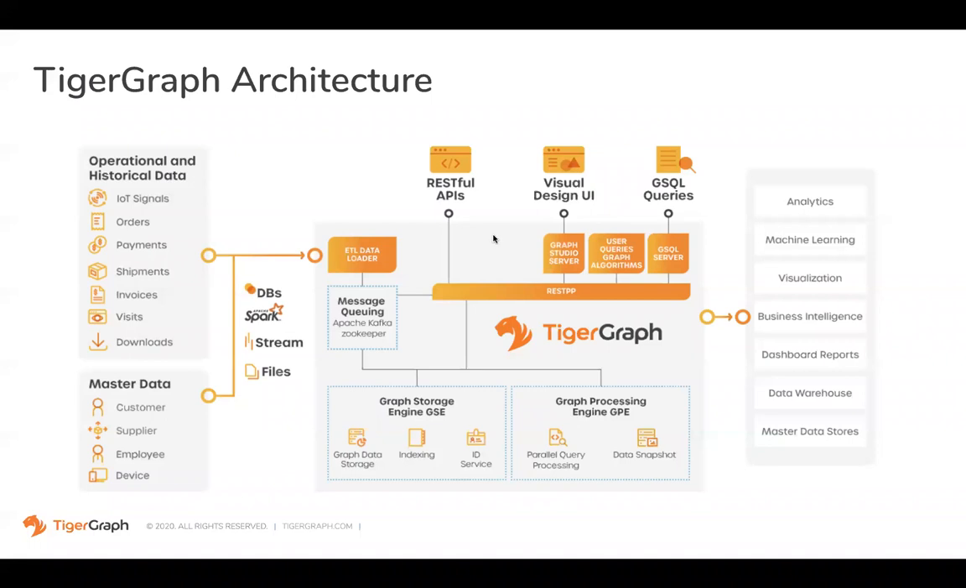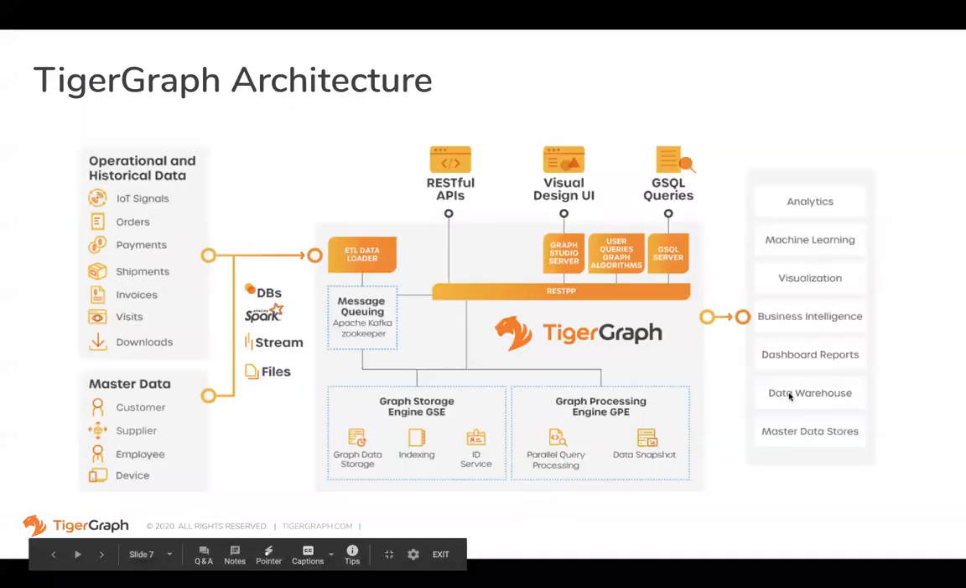So in a way, no matter what your input mechanism is, either through REST API or a visual UI, which is the Graph Studio UI that allows you to run queries and bring in data, as well as GSQL, all of them are unified through one interface, and the data is stored in the graph storage engine and processing happens in a single unified way.